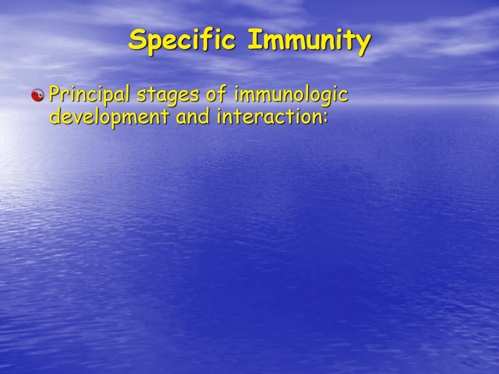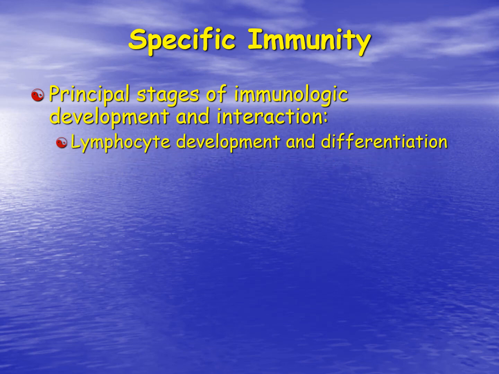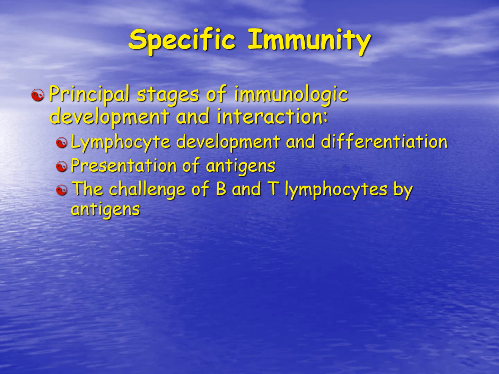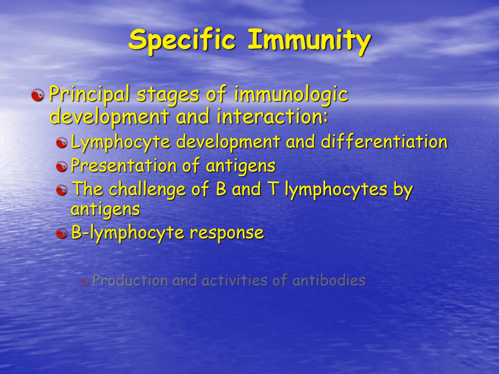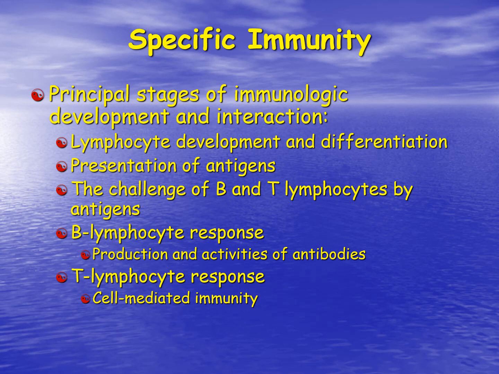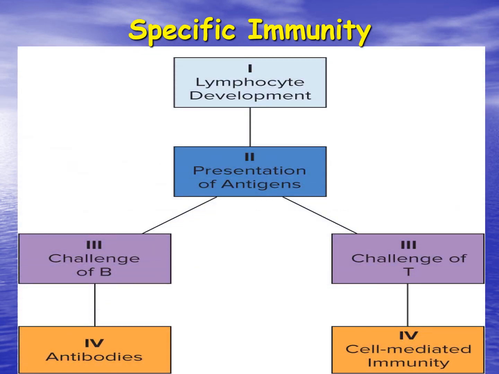The principal stages of immunological development and interactions include the lymphocyte development and differentiation into the B and T cells themselves, presentation of antigens by a group of cells known as the antigen-presenting cells, and the challenge of the B and T lymphocytes by these antigens. We'll see a B lymphocyte response, which is the production and activities of antibody proteins, and the T lymphocyte response, which is the cell-mediated side. So both lymphocytes will begin life in the bone marrow. Once they are mature, they will then be presented with antigens, and depending upon whether they're B cells or T cells will determine then which response that we actually have.